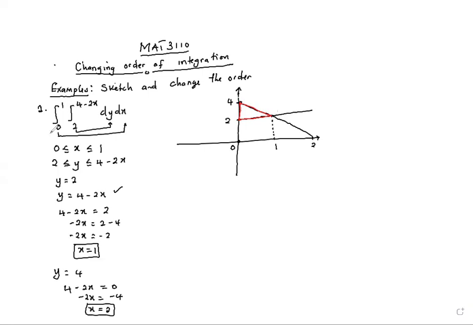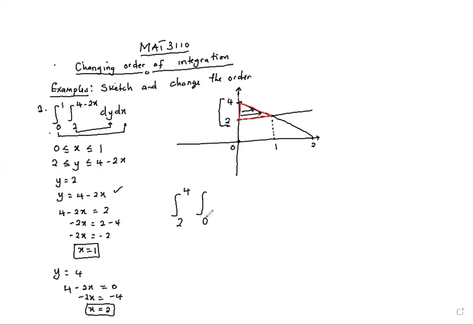To change the order, our order was starting with x. Now we'll start with y. To start with y, we are targeting these boundaries, so from 2 to 4. Come back here and target from this side. So now we are moving in the x direction, meaning from this to that. From that to that. So from x equals 0 to where?